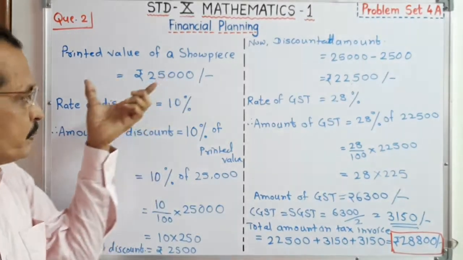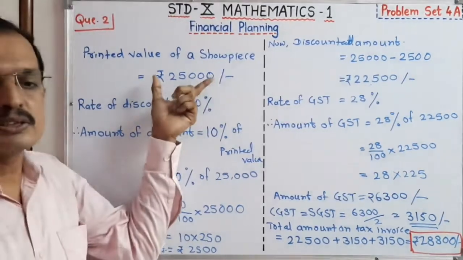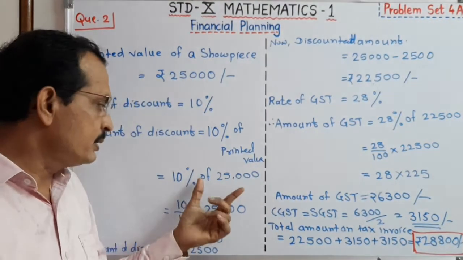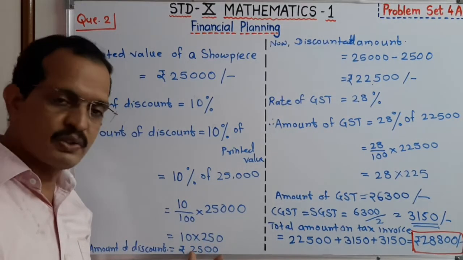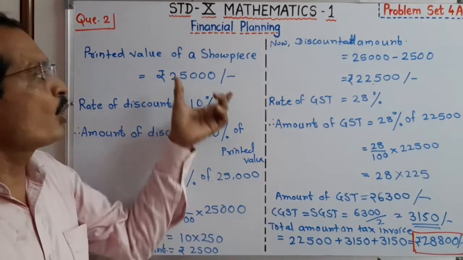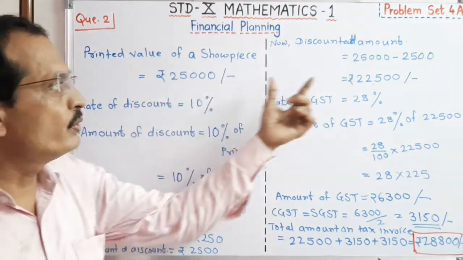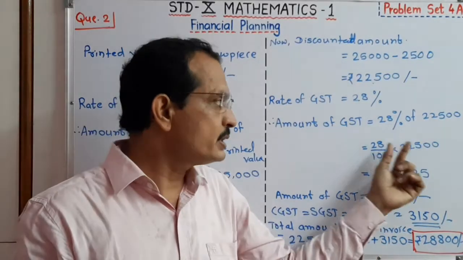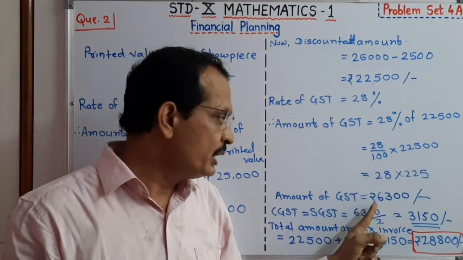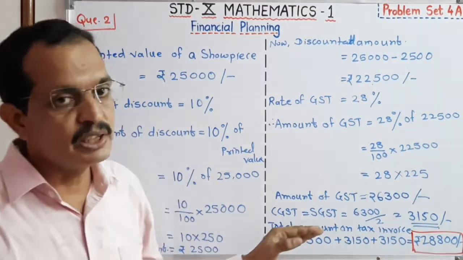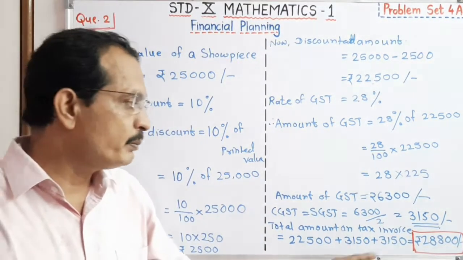Why? Because the dealer gives a 10% discount on that printed value. Find out that 10%. That 10% is 2,500. Now subtract that 2,500 from the printed value. We will get the discounted value. On that discounted value, there is a 28% GST. It is 6,300. Then find out the CGST and SGST by dividing it by 2.